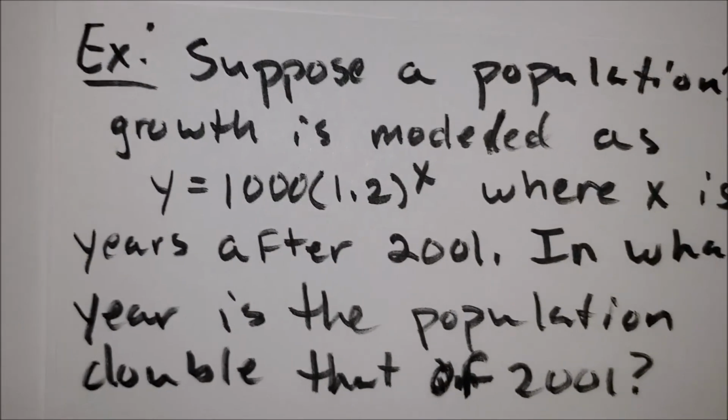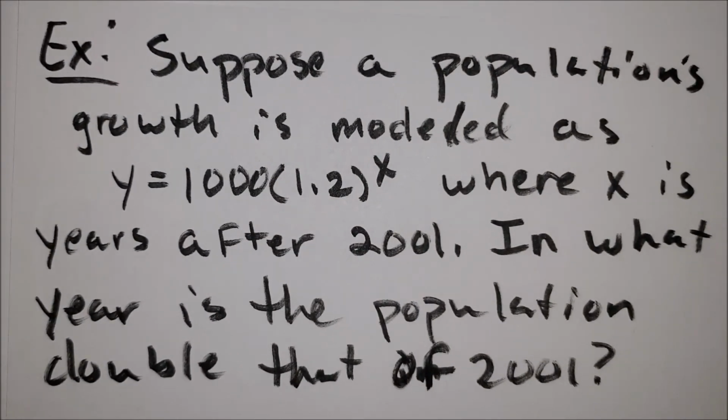So let's look at a bit more of a real-world example. So here we say, suppose a population's growth is modeled as y equals 1,000 times 1.2 to the x, where x is years after 2001. And what year is the population double that of 2001?